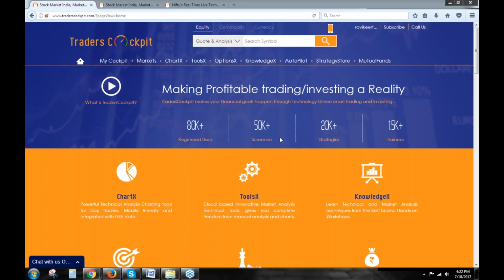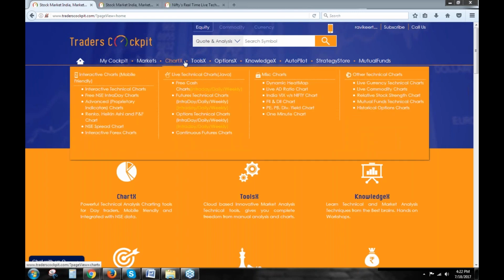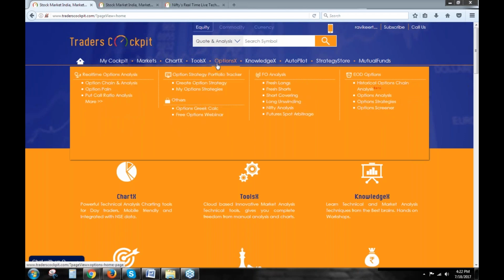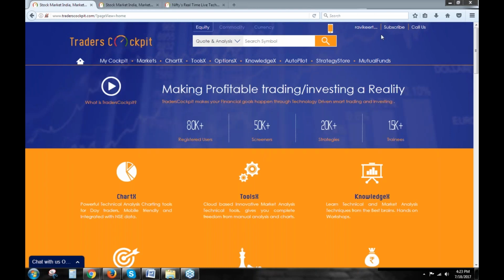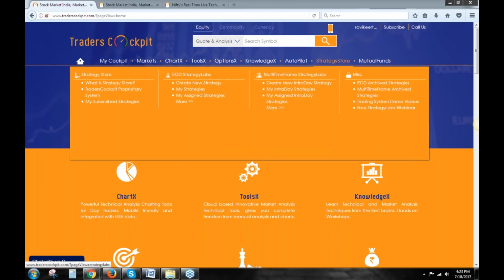The tools contain some sophisticated modules like the screeners, pattern screeners, or the normal indicator screeners. And for people who trade in options, we have option modules wherein you can create your own hedging strategies and check out the payoff ratios. You can check out the market volatility and accordingly select the right strike prices. And similarly, one of the prominent modules which we have is this strategy store.